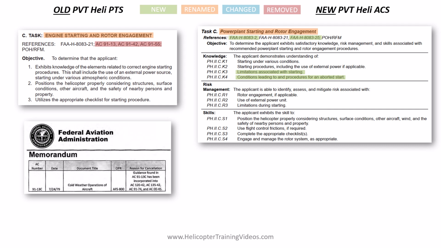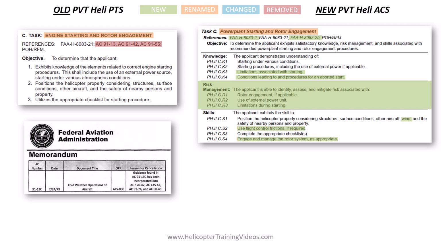Under the knowledge section, you can see there's a couple of new areas here. Limitations associated with starting and conditions leading to and procedures for aborted starts. And those would be for things like oil pressure coming up within a certain amount of seconds and blades turning in X amount of seconds. Turbine helicopters, it will be exhaust temperatures, etc. And then under the new risk management section, we have a few areas talking about mitigating risks associated with rotor engagement, use of external power units, limitations during starting.